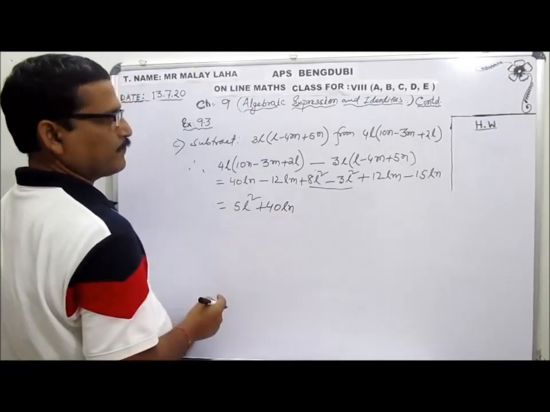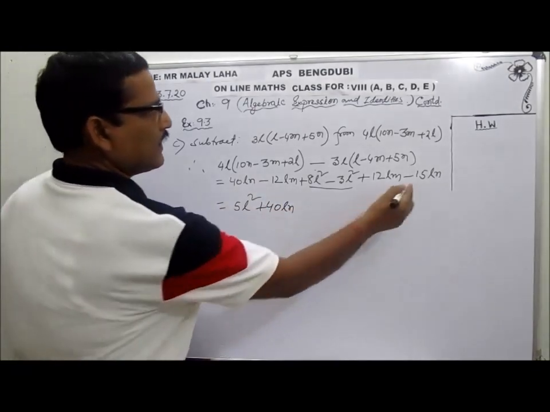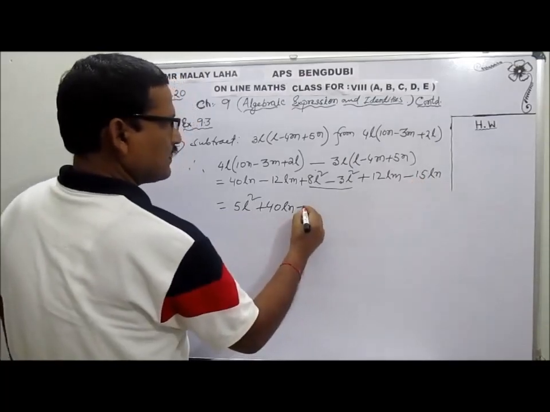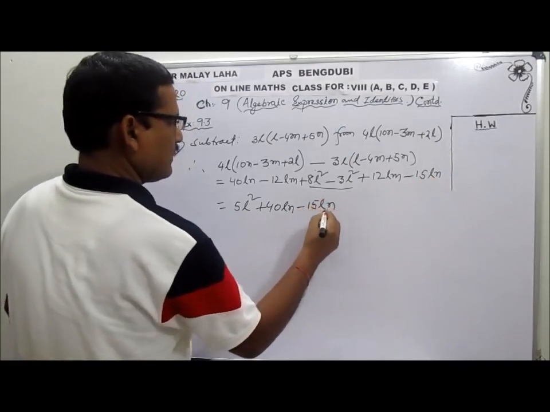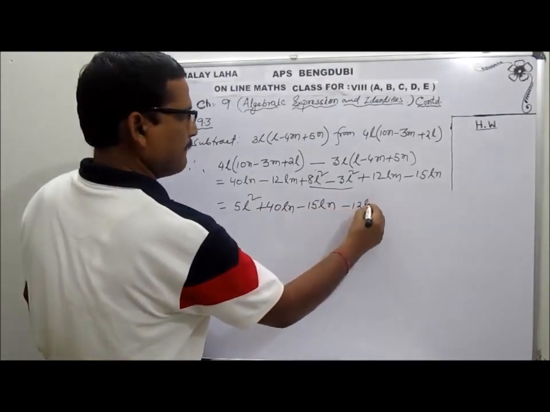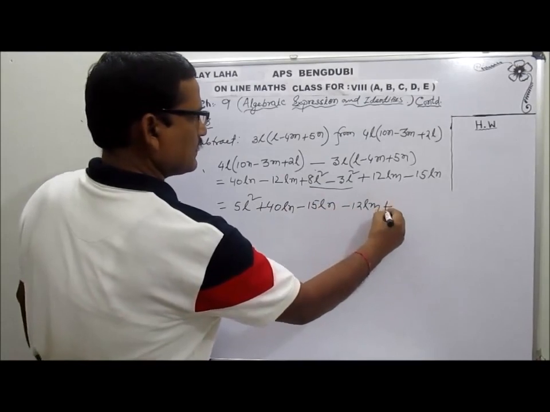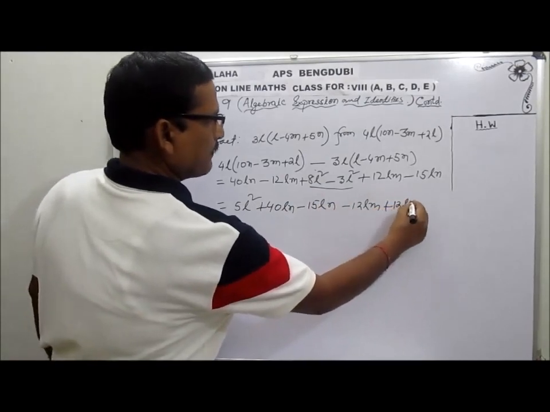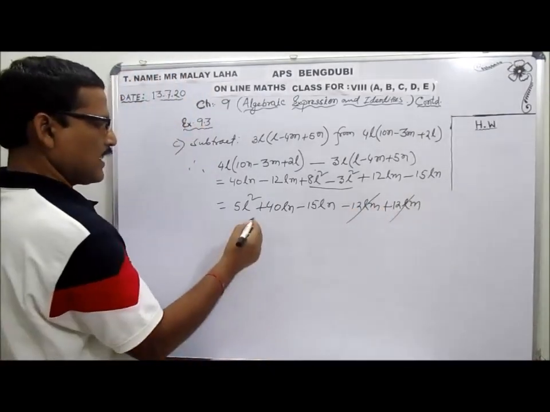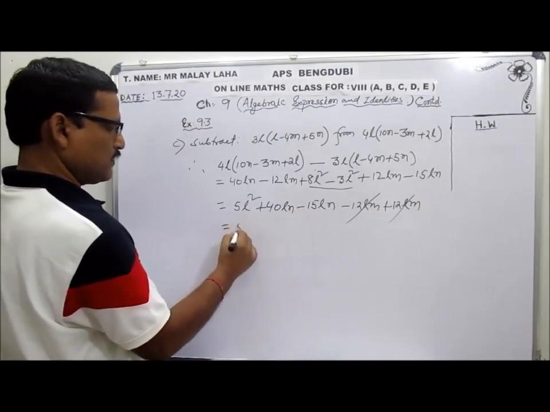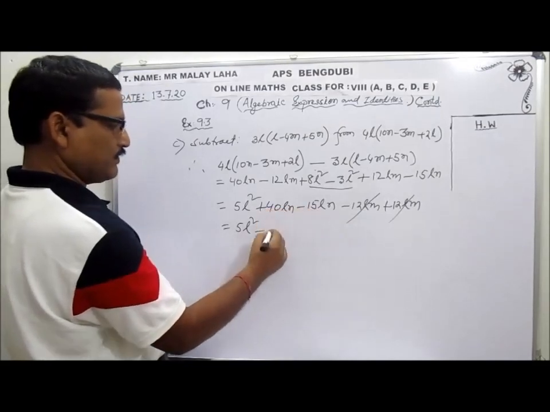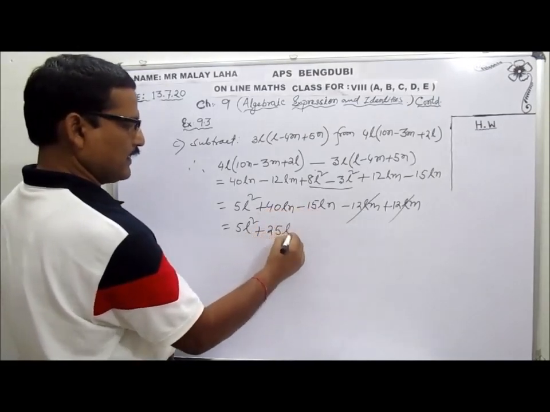Is there any other ln? At the end you can see ln, so minus 15ln. Then minus 12lm and plus 12lm: same term, opposite sign, gets cancelled. So 5l² plus 40 minus 15, that is 25ln. Answer.